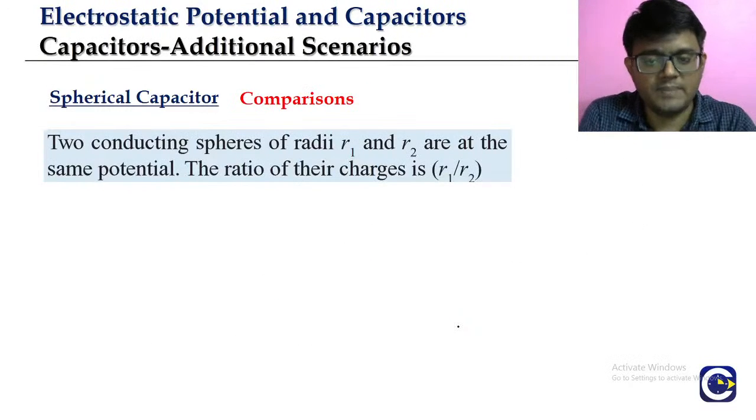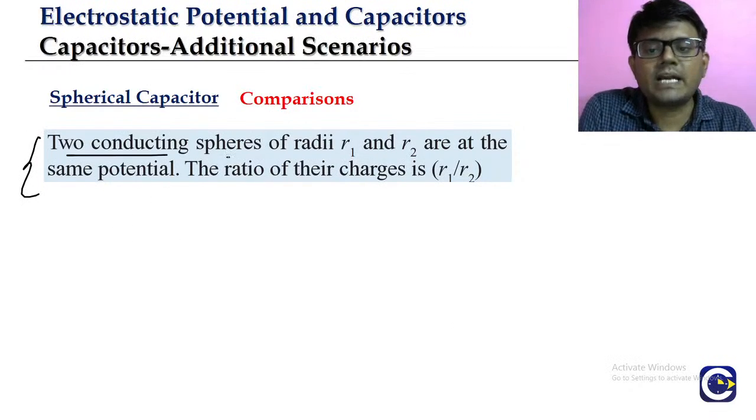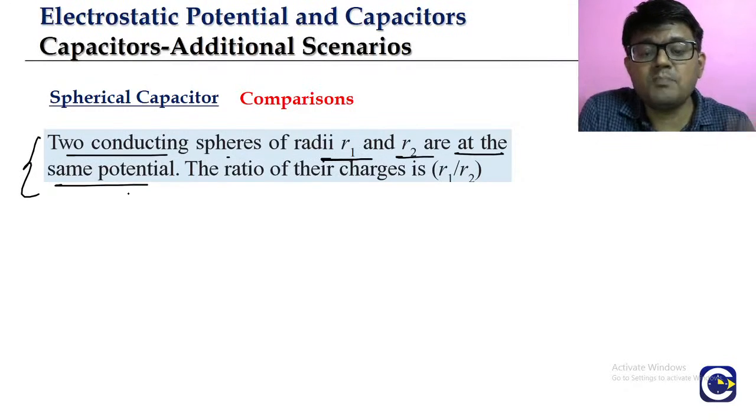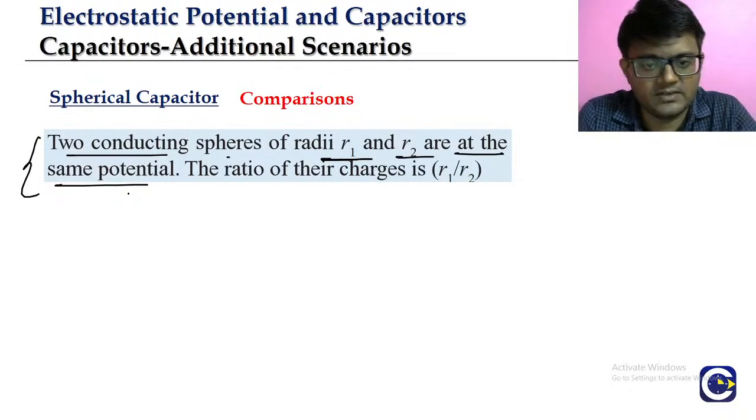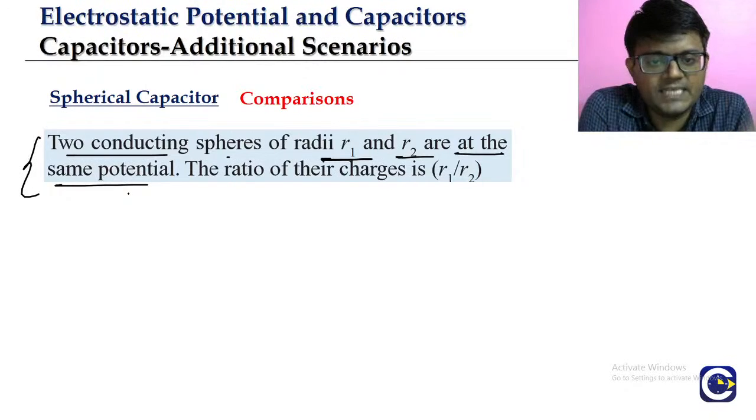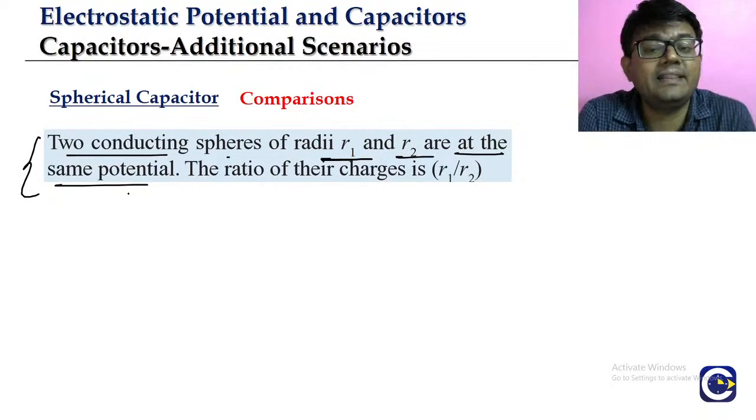Comparison என்னன்னு தெரியுமா, these are all quick questions. NEET-ல வர்றதுக்கு there will be some scope. Two conducting spheres of radii R1 R2 are at the same potential. Two conducting spheres, a conducting sphere is like our spherical capacitor. Two conducting spheres, radii R1 R2 are at the same potential.